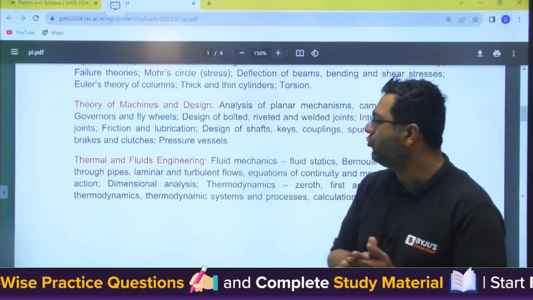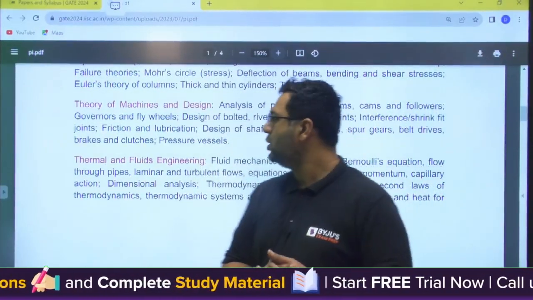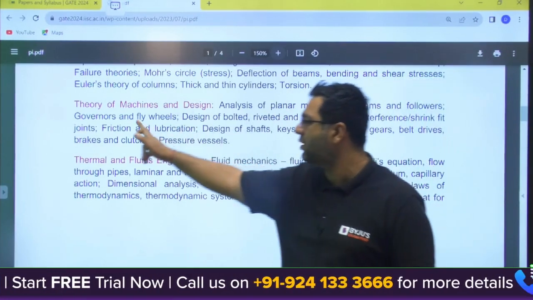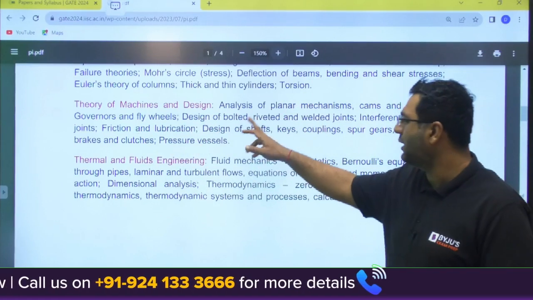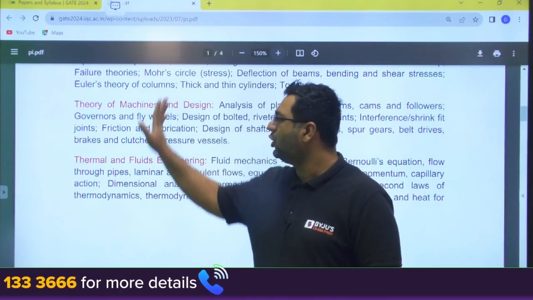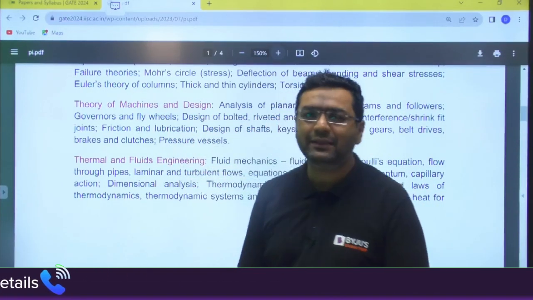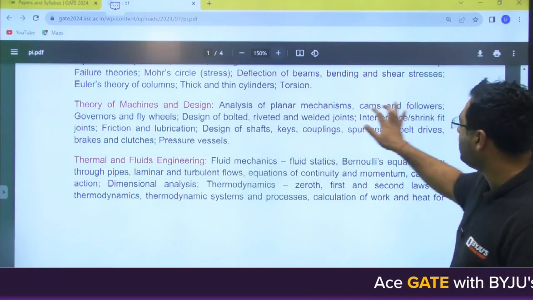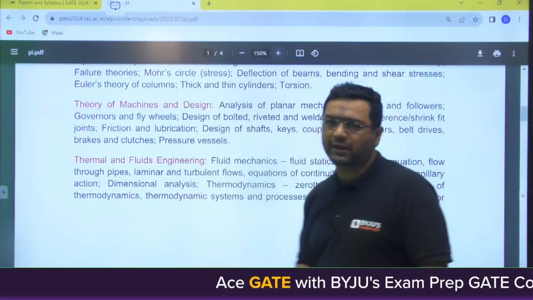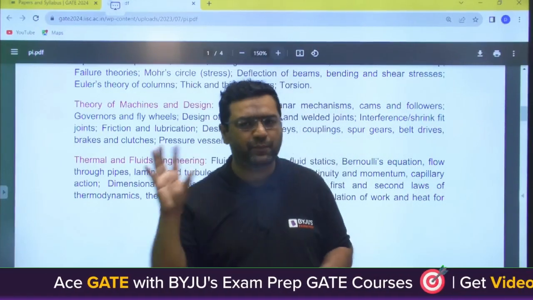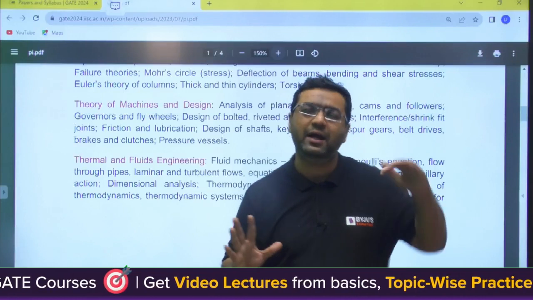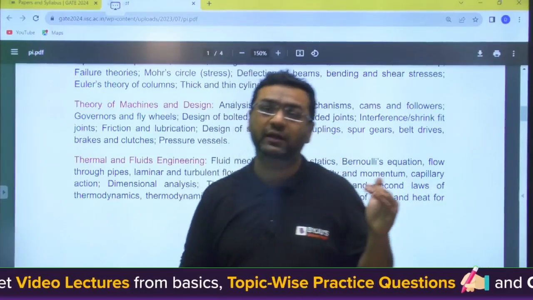Then we have theory of machines and design. When we see this: analysis of planar mechanism, cams and follower, governor and flywheel, design. Okay. This is over for theory of machines. So you can see here they have taken flywheel, governors, cam and follower, and analysis of planar mechanism. Analysis of planar mechanism means simple mechanism. Velocity and acceleration analysis is covered in that. Kinematic and dynamic analysis is also covered in that.